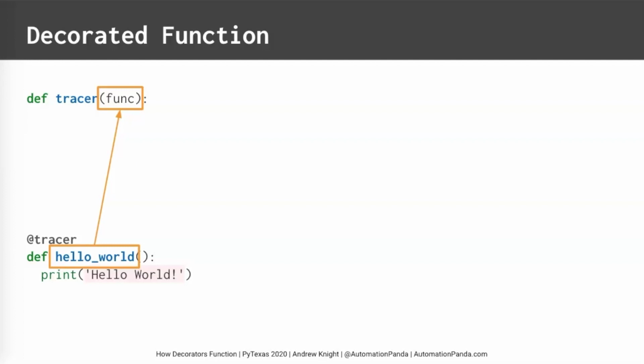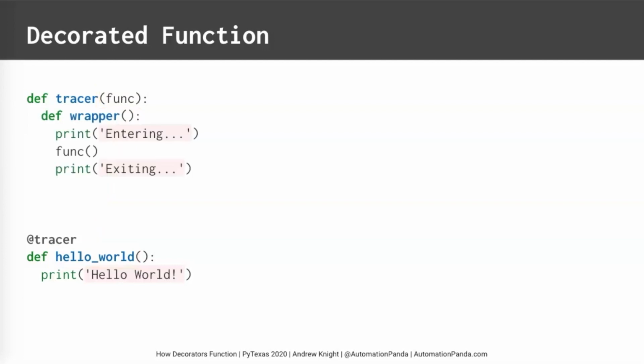Wow! So, what's inside tracer? This decorator has an inner function named wrapper. Can you even do that? With Python, yes you can. The wrapper function prints entering, calls the function originally passed into the decorator, and then prints exiting. When tracer decorates hello world, that means hello world will be wrapped by entering and exiting print statements. Finally, the decorator returns the new wrapper function.